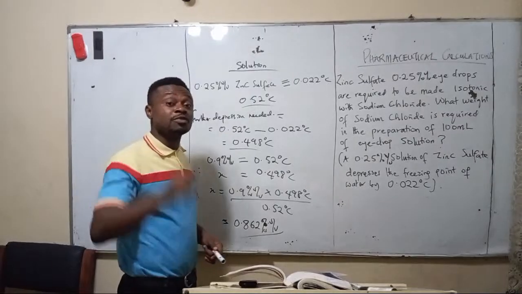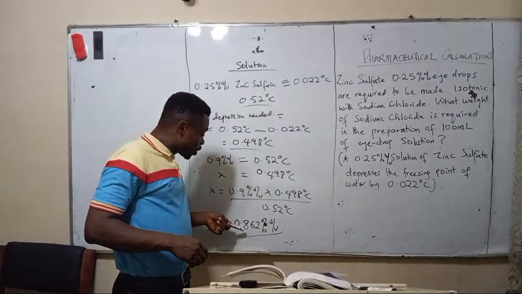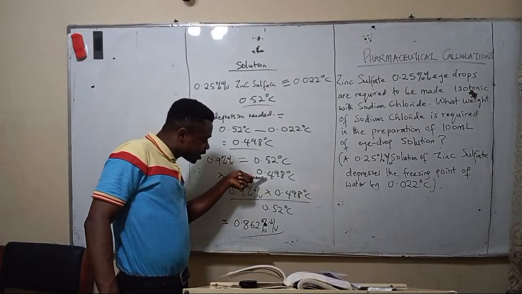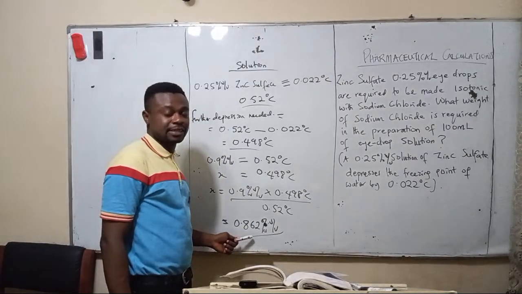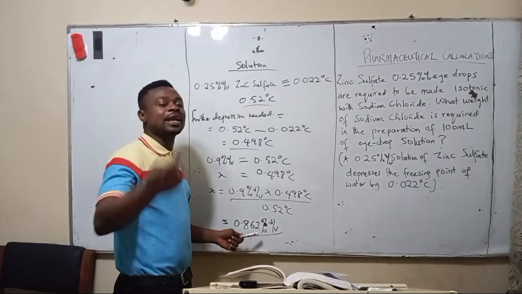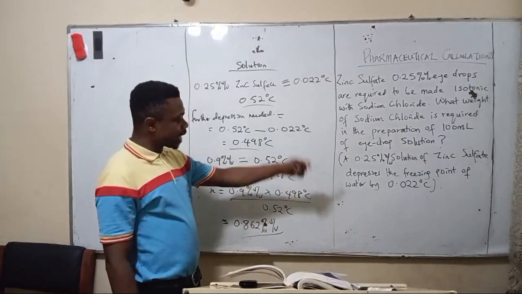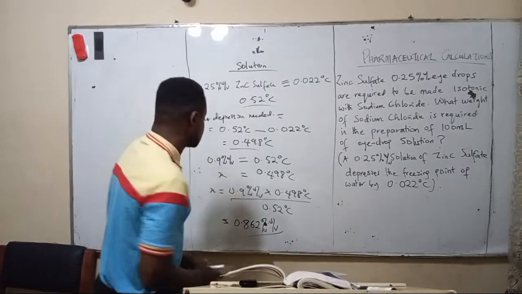0.862% weight in volume of sodium chloride is what can cause this freezing point depression. But this is just a strength, a percentage. It's a concentration. We need to calculate the weight of sodium chloride that can cause this depression.